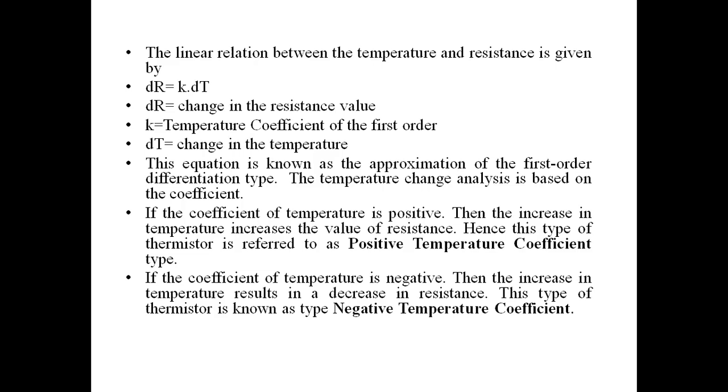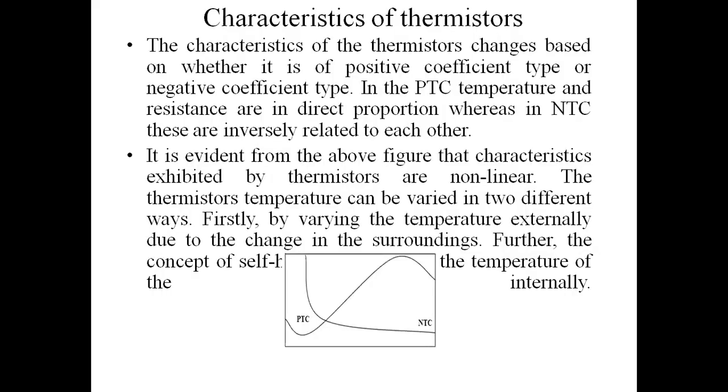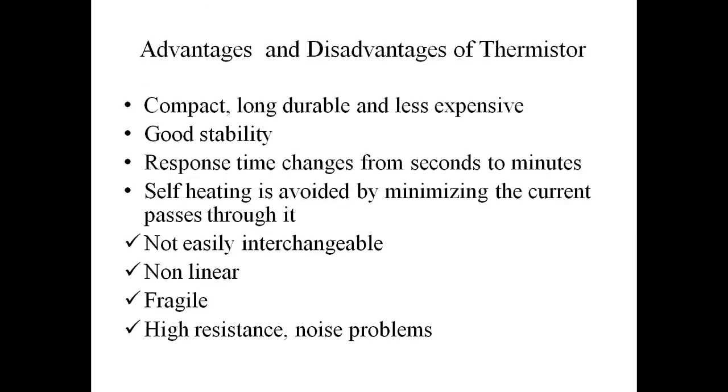If the coefficient of temperature is negative, then the increase in temperature results in a decrease in the value of resistance. So this type of thermistor is known as a negative temperature coefficient. Now the characteristics of thermistor change based on whether it is of positive coefficient type or negative coefficient type. In the positive temperature coefficient type, the temperature and resistance are in direct proportion, whereas in the case of negative, they are inversely related to each other. The characteristics exhibited by thermistors are non-linear. It can be varied in two different ways: one by varying the temperature, the other by self-heating.